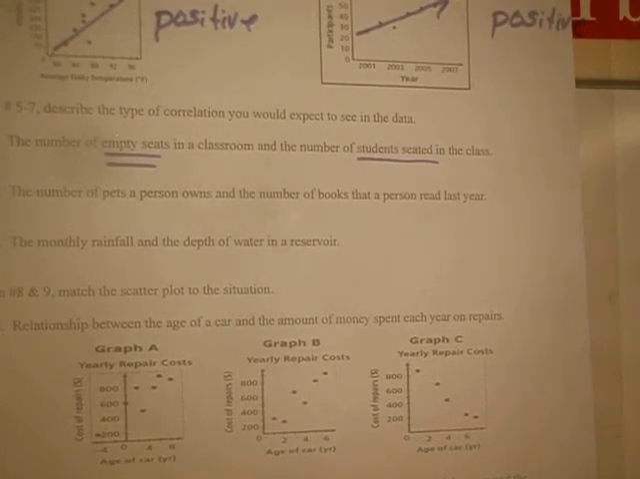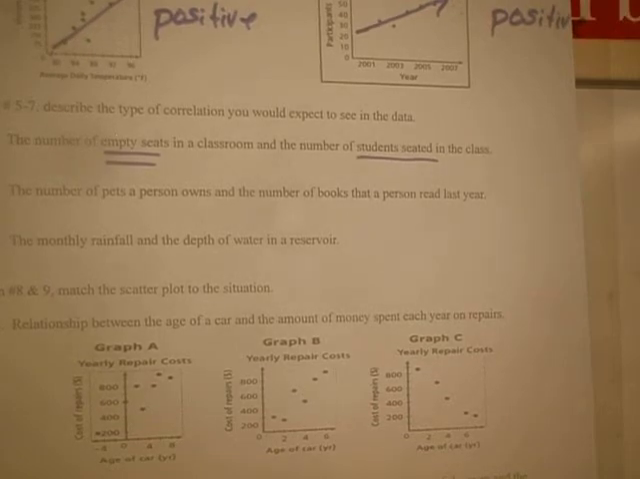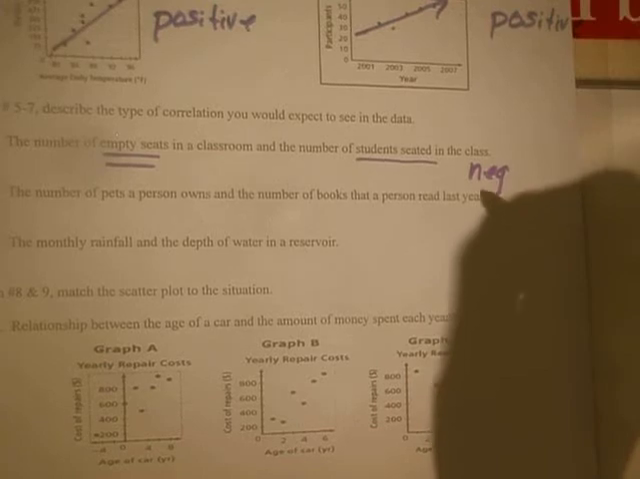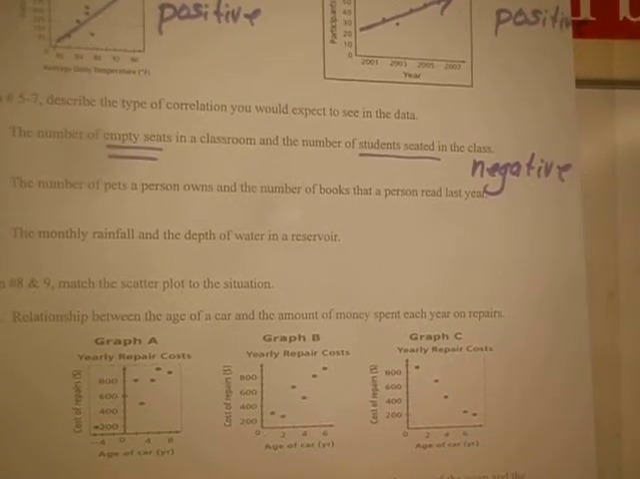As more students sit down, what happens to the number of empty seats? As more students take their seats, the number of empty seats is less, so this would be a negative correlation because it's going down. The number of empty seats is decreasing.